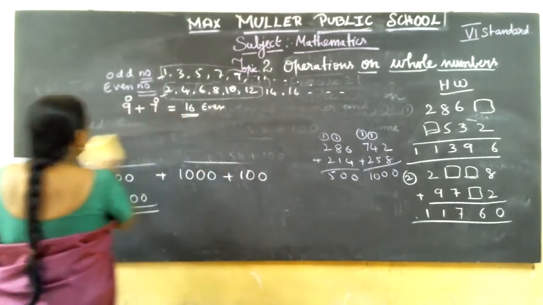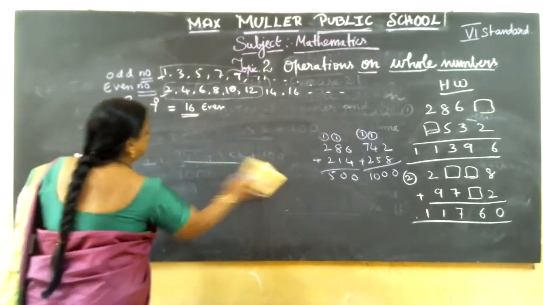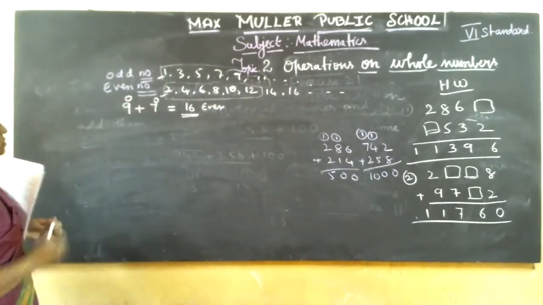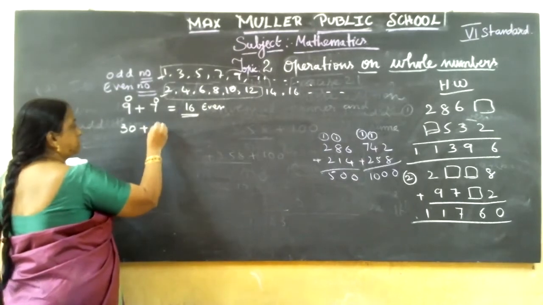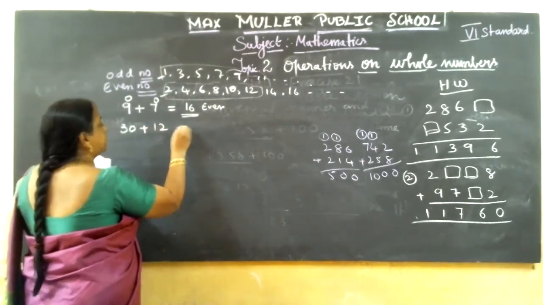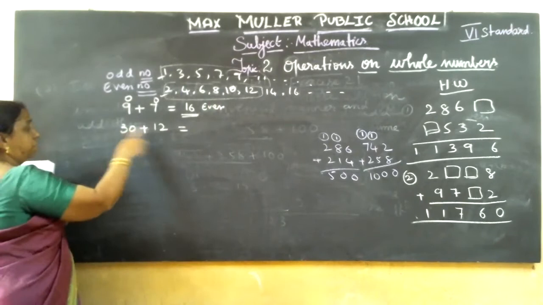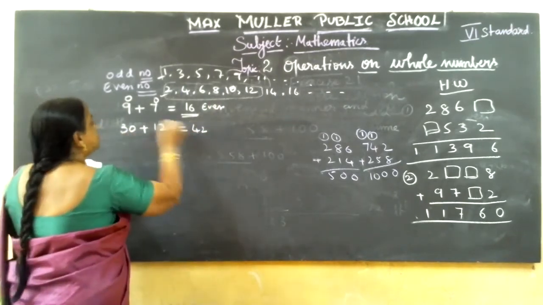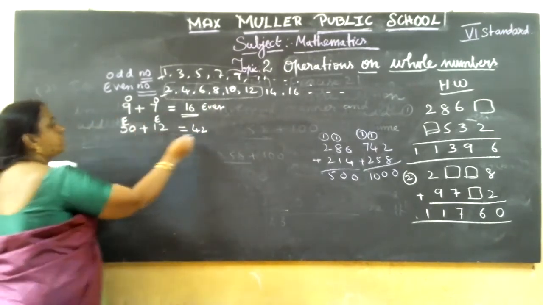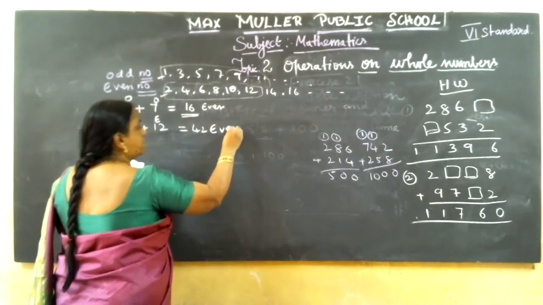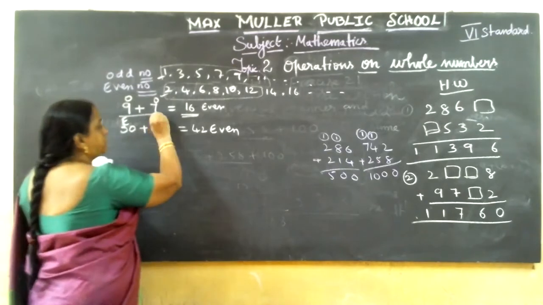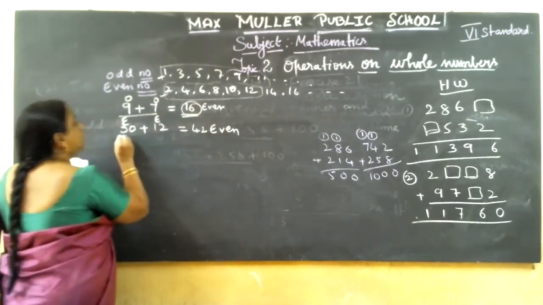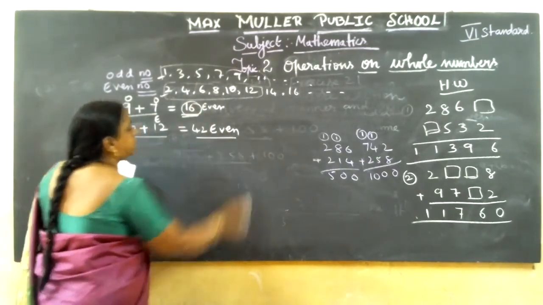So I'll take two even numbers. So 30 is an even number, plus 12 is also an even number. So here, if you add, you will get 42. So even plus even, what did we get? Even number. You understand? So two odd numbers, if we add, we will get an even number. If you add two even numbers, you will get an even number.